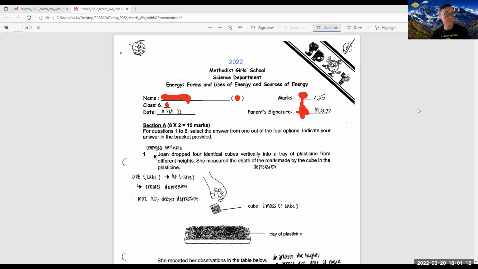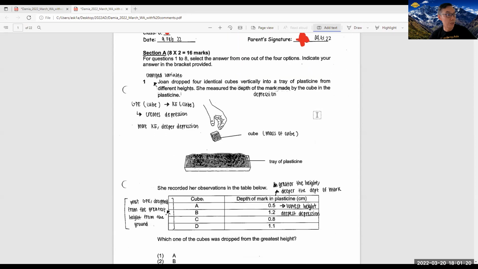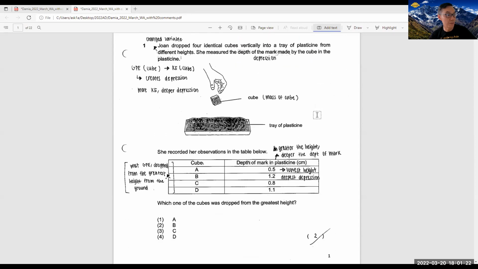Today I'd like to help you analyze one of the school's papers in this year's 2022 Science test from this school. I'll be doing a screen sharing here. As you can see, this is the 2022 Methodist Girls' School science paper. I have blocked off the student's name for privacy. And I'd like to analyze especially those questions which the student has done wrongly.